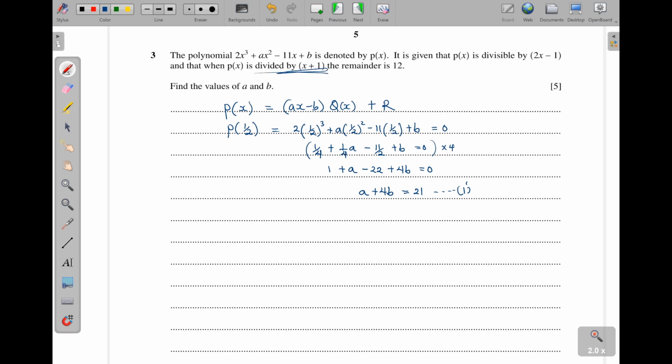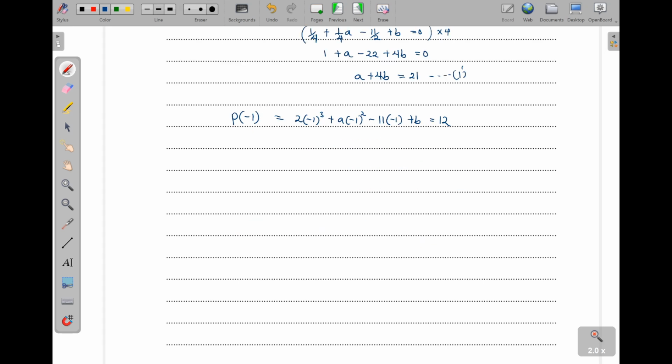Then here, when it is divided by x plus 1, the remainder is 12. That means we shall have p of negative 1. Remember, equate this to 0 to get the value of x. This one is going to be equal to 2 into negative 1 cubed, then plus a into negative 1 squared, minus 11 times negative 1, then plus b. We equate this to 12. An odd power of a negative is a negative. So here we shall get negative 2, then plus, even power of a negative is always a positive, so this will be a, and then plus 11, then plus b is equal to 12.